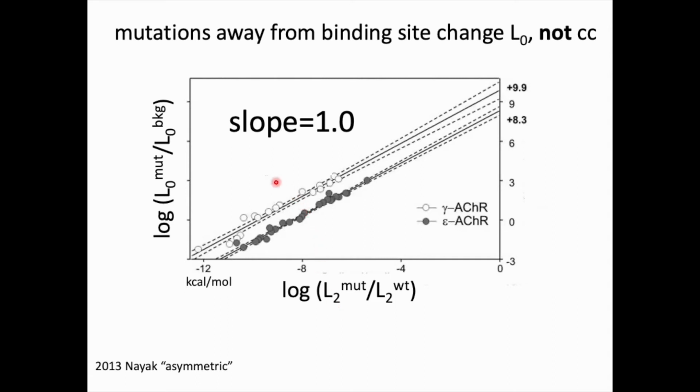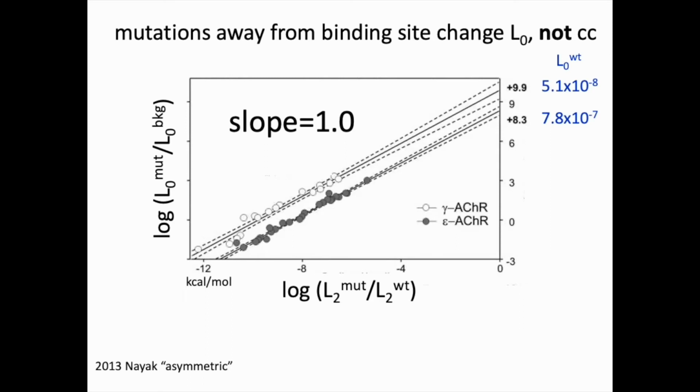The open circles are for the fetal type receptor, which has a gamma subunit between the 2 alphas, and the solid symbols are for the epsilon adult type receptor, which has an epsilon between the 2 alpha subunits. And you can see that the slope of 1 indicates that the change in L2 was caused exclusively by a change in L0. I'm planning to make a subsequent video on L0, and this was one method that we used to measure the wild type L0. But that's not the topic of this chapter.